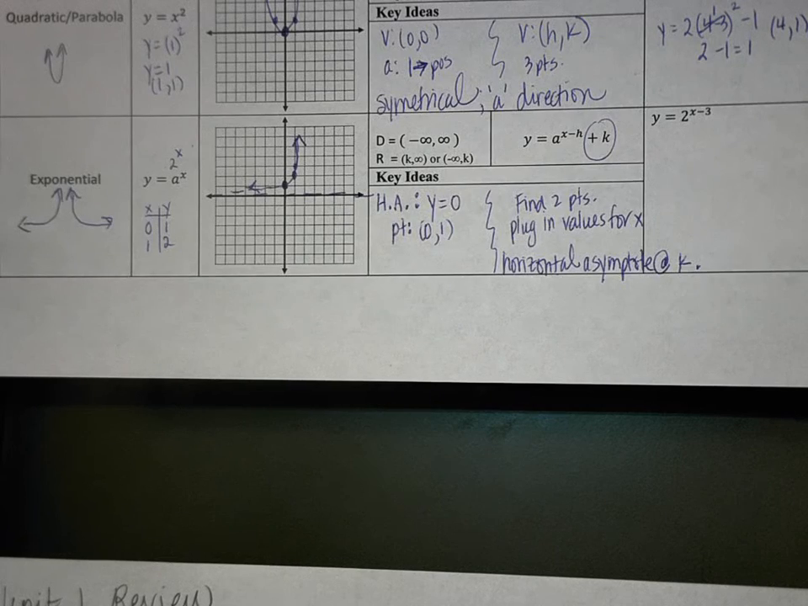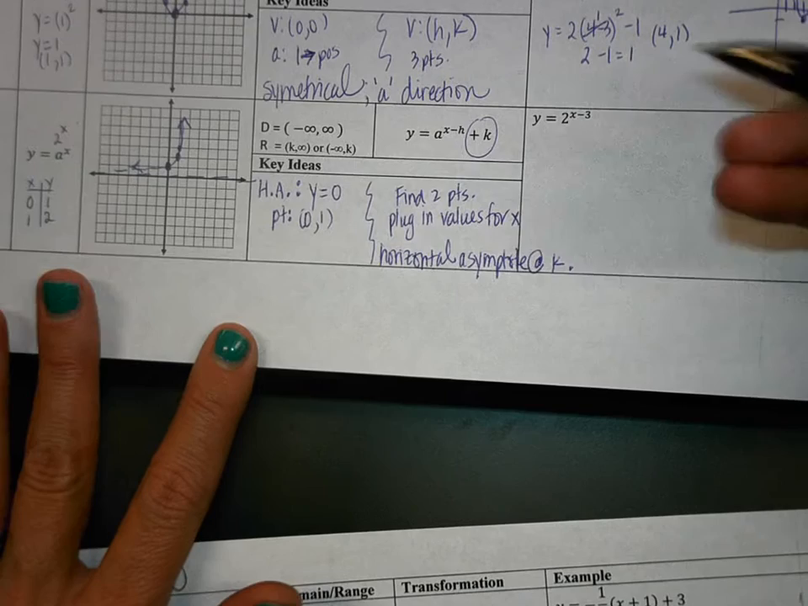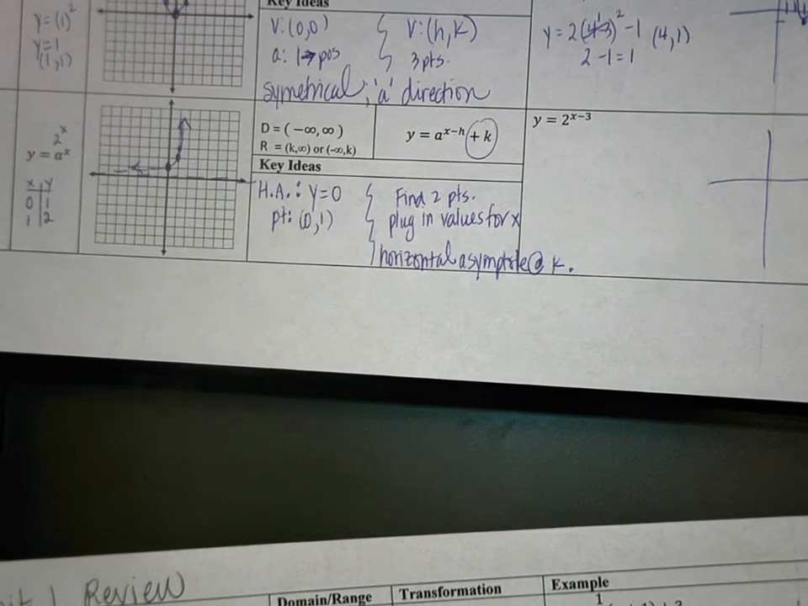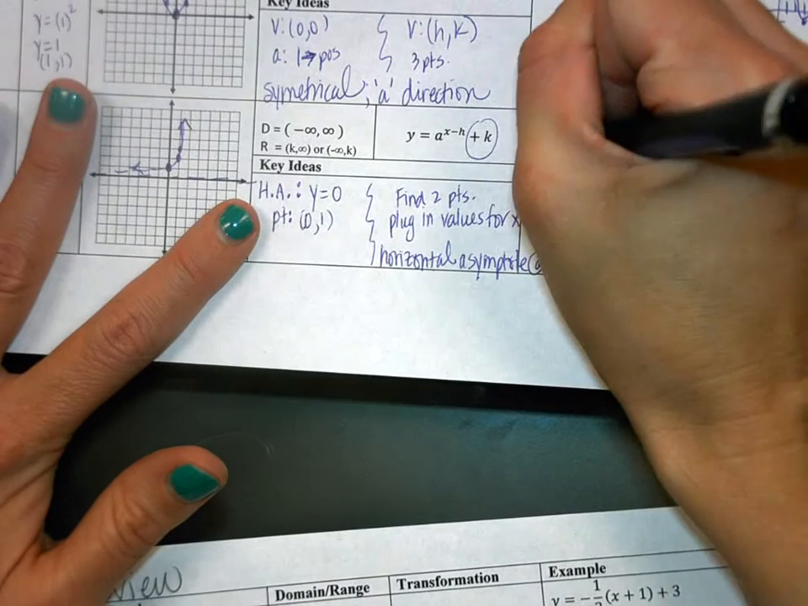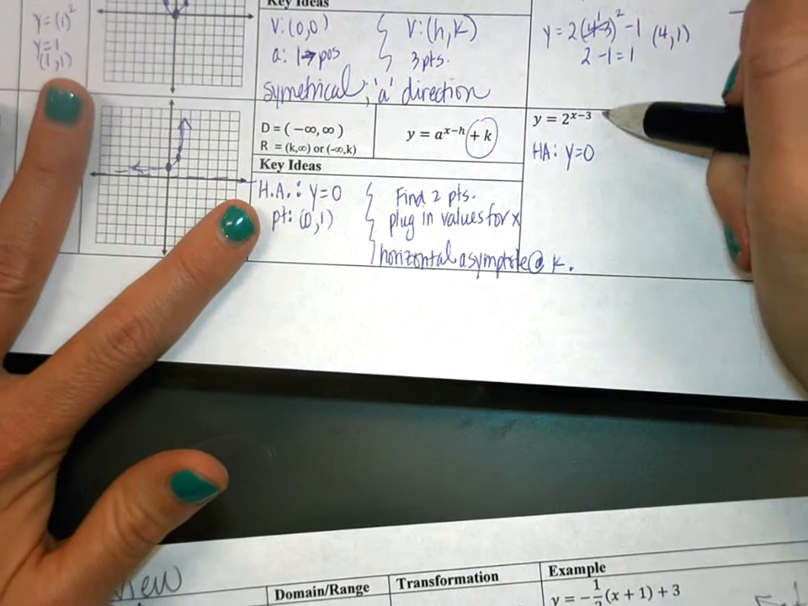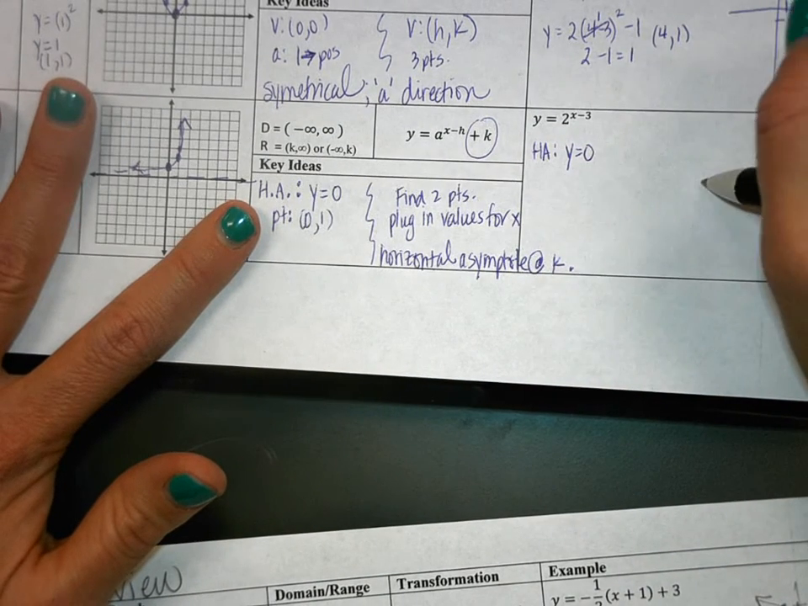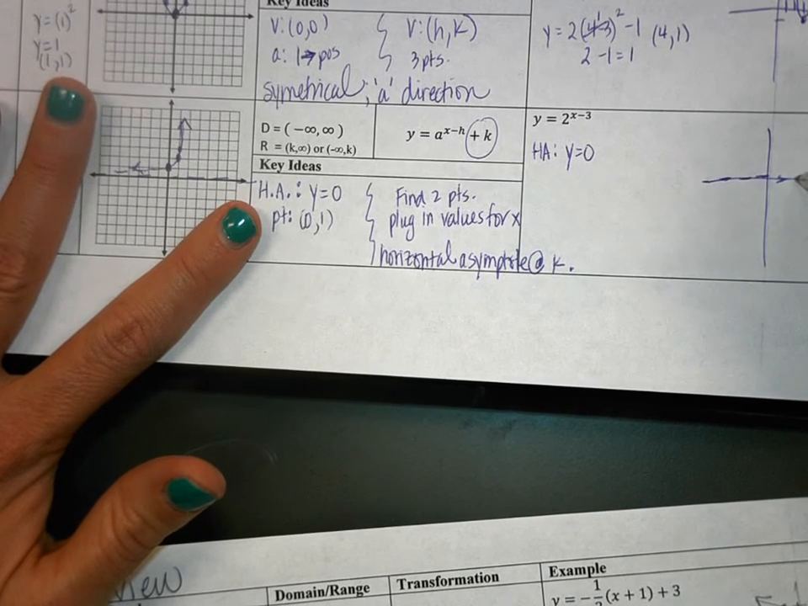So if we go over here to this example, where is the horizontal asymptote at? Good. There's a horizontal asymptote at y equals 0, because if you notice, nothing is being added at the end. So we would have this dotted line for a horizontal asymptote at 0.